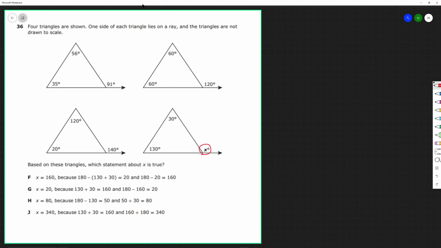X is here. So looking at the 4 choices we have, we are actually looking for the degree of this angle. What is the degree of this angle? To solve this problem, we need to use 2 prior knowledge.